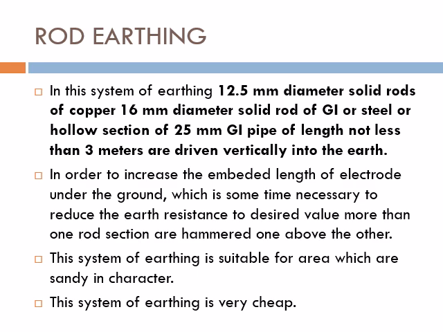Next is rod earthing. In this type of earthing, a 12.5 mm diameter solid rod made of copper, a 16 mm diameter solid rod made of galvanized iron or steel, or a hollow section of 25 mm GI pipe, of length not less than 3 meters, is driven vertically into the earth. To increase the embedded length of the electrode under the ground, which is sometimes necessary to reduce the earth resistance to the desired value, more than one rod section is hammered one above the other. This system is suitable for areas where there is sandy soil, and it is a very cheap method of earthing.